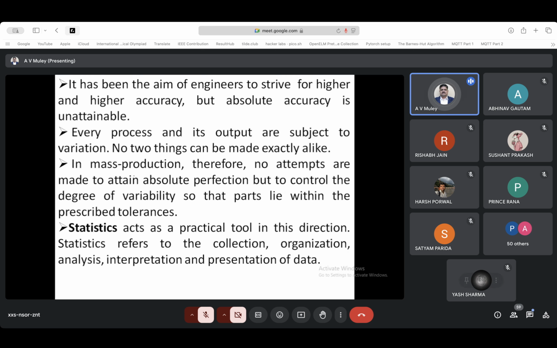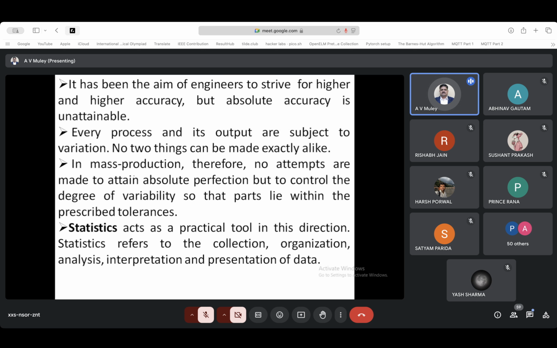So it has the aim of engineers to strive for higher and higher accuracy, but absolute accuracy is unattainable. Every process and its output are subject to variation. No two things can be made exactly alike. In mass production, therefore no pattern are made to attain absolute perfection, but to control the degree of variability so that the part lie within the prescribed tolerances. तो ये मैंने आपको बताया कि वो लिमिट में होना चाहिए.